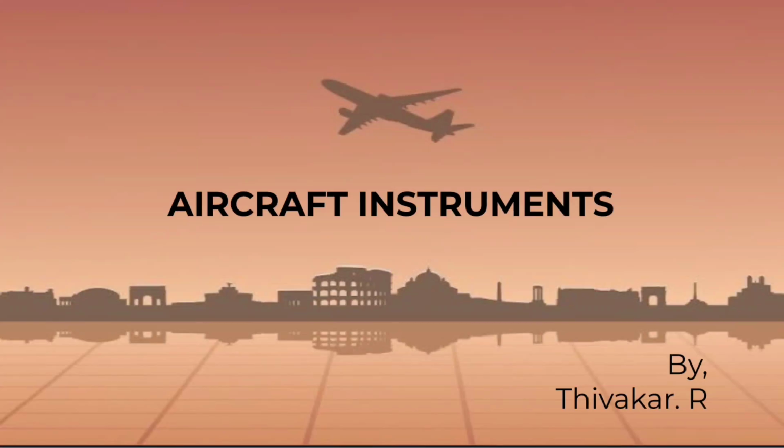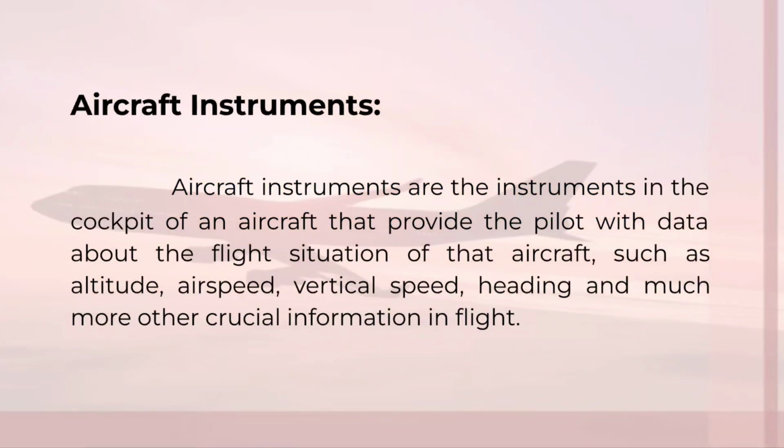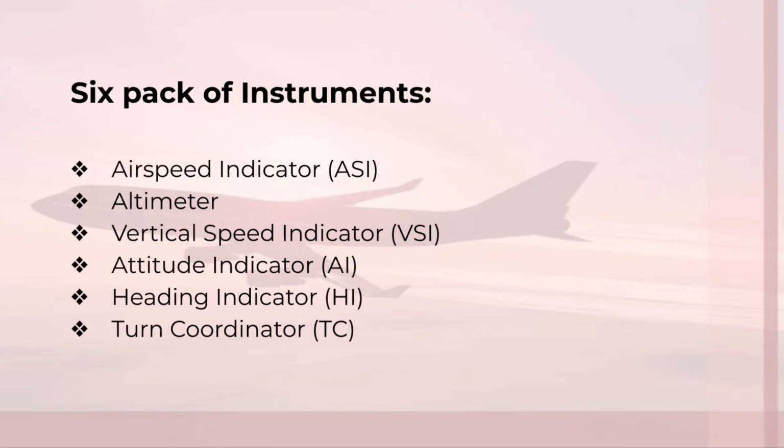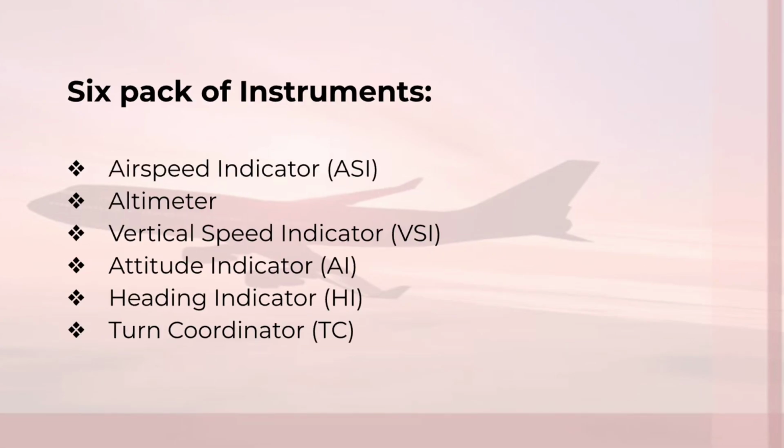Today we are going to see about aircraft instruments. Aircraft instruments are the instruments in the cockpit of an aircraft that provide the pilot with data about the flight situation of that aircraft, such as altitude, airspeed, vertical speed, heading and much other crucial information in flight. The six-pack refers to the six basic instruments in most aircraft cockpits, namely airspeed indicator, altimeter, vertical speed indicator, attitude indicator, heading indicator, turn coordinator, whereas the first three are called pitot-static instruments and the next three are gyroscopic instruments.